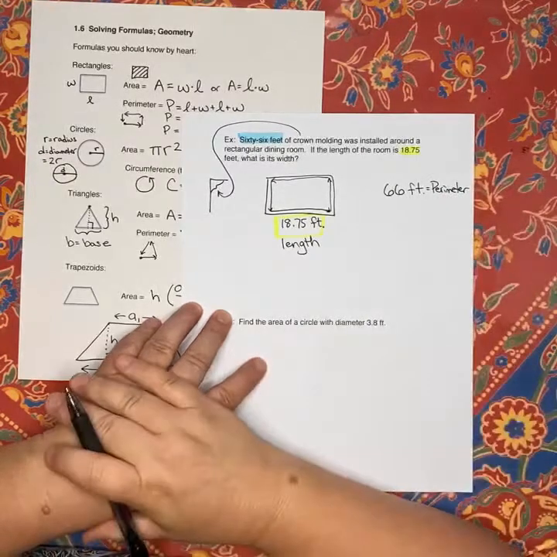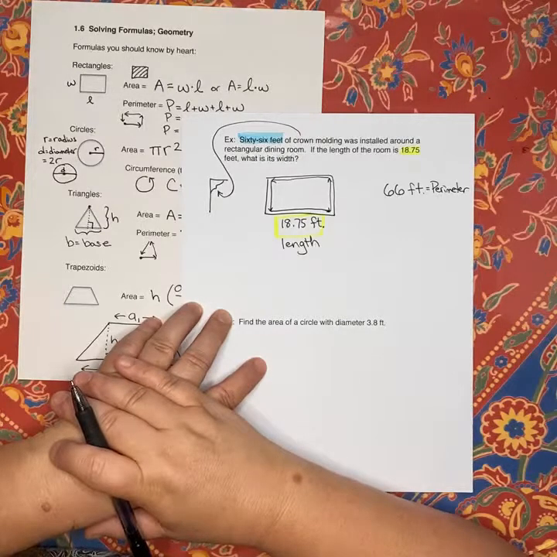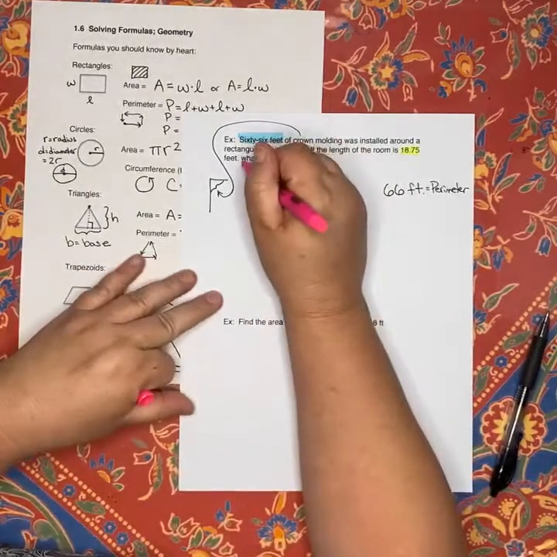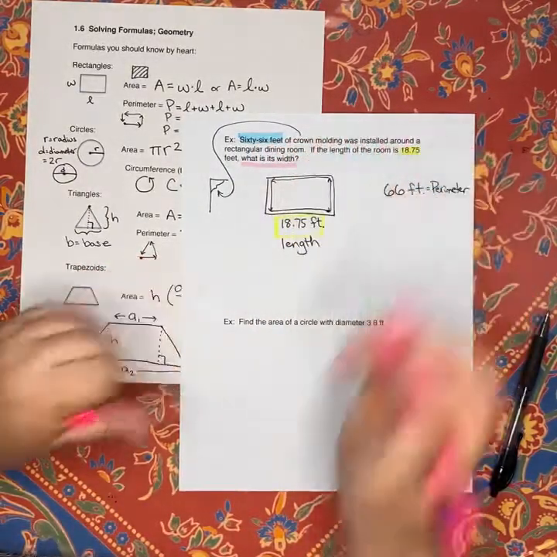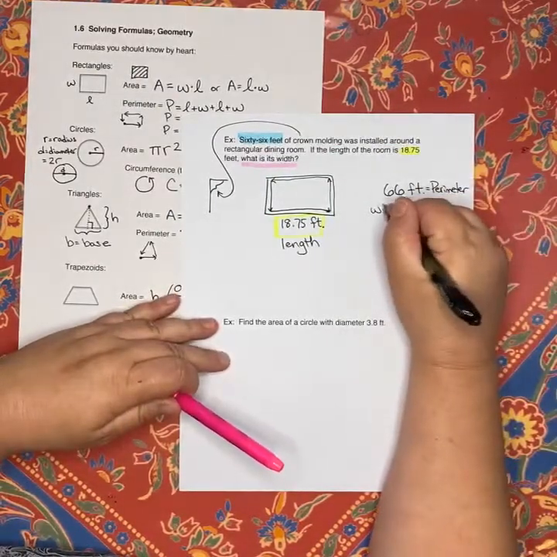Didn't leave myself enough room. Sorry about that. 66 feet is the perimeter. What do you guys think? And so what we want to find right here, you always go to where the question is. That will tell you what you're looking for. I want to know what's the width.